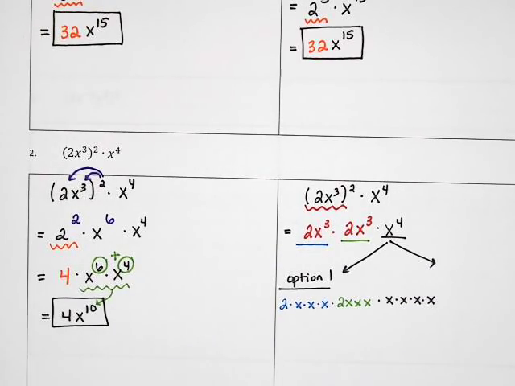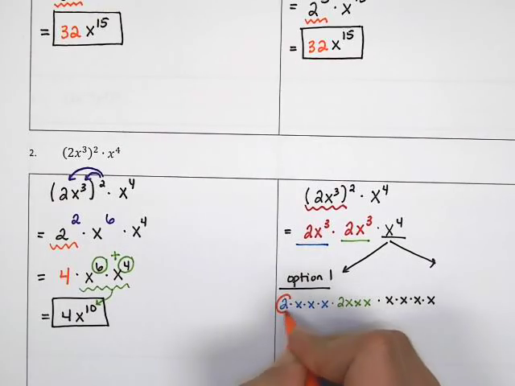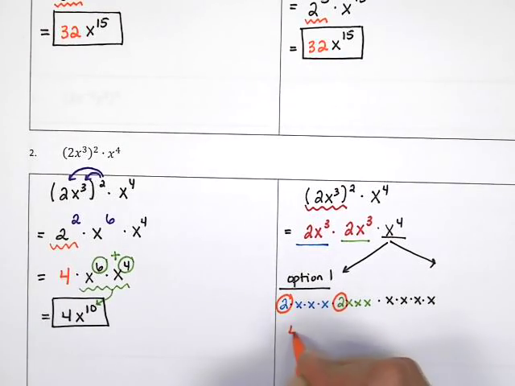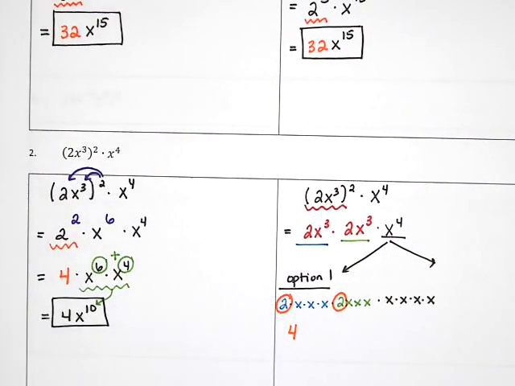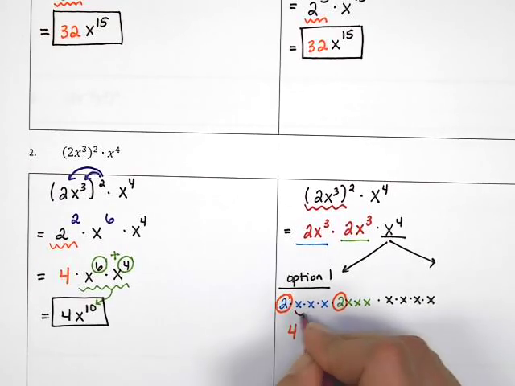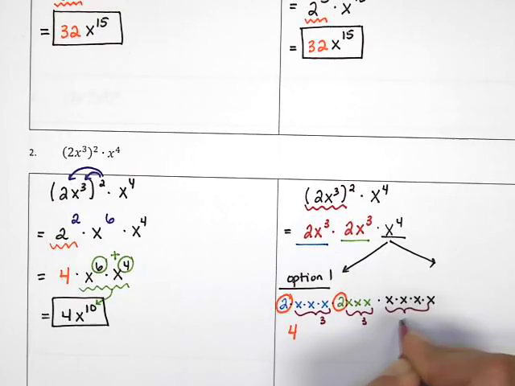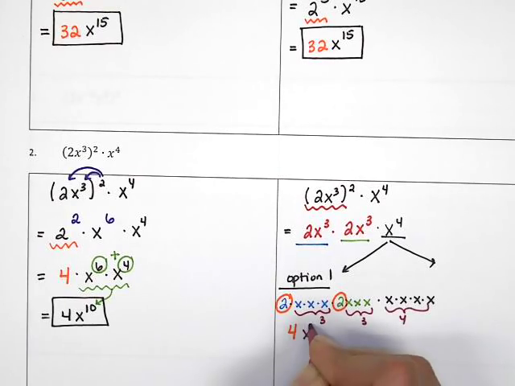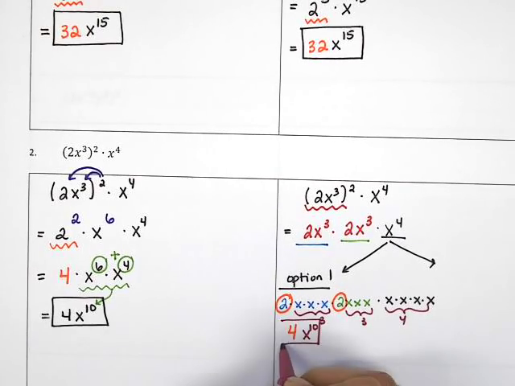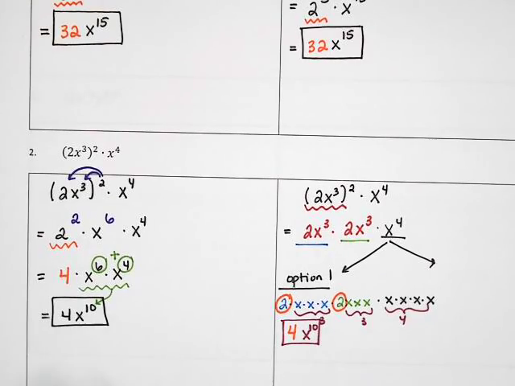And then I could simplify and say, well, 2 times 2 would be 4. And in total, I'm going to have 3 plus 3 more plus 4 more x's, so x to the 10th. And that would give me the same answer that I got here.